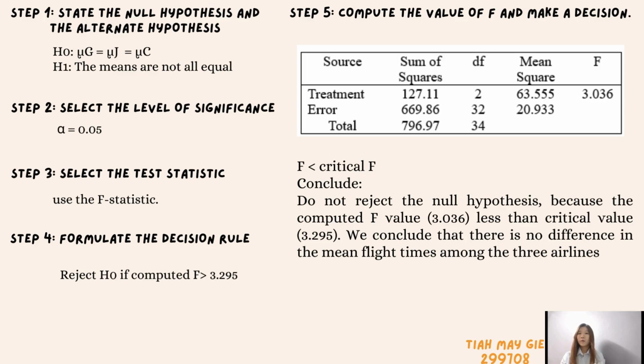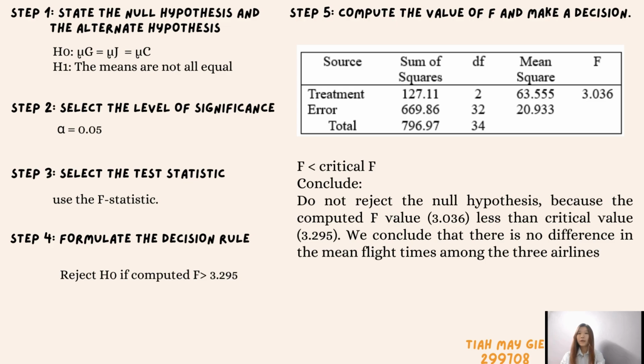For step 2, the level of significance is 0.05, which we can also get from the question. Step 3, use the F statistic because we are comparing means of more than 2 groups. And step 4, reject H0 if computed F is more than 3.295.